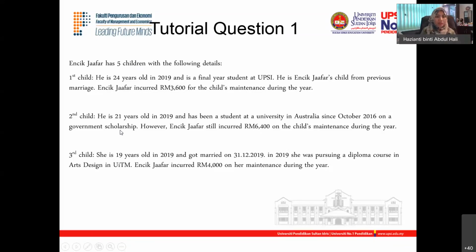What about the third one? Ada relief tak? Tak ada. Zero. Sebab dah married. Dah kahwin. Ya, dah kahwin. The fourth one?